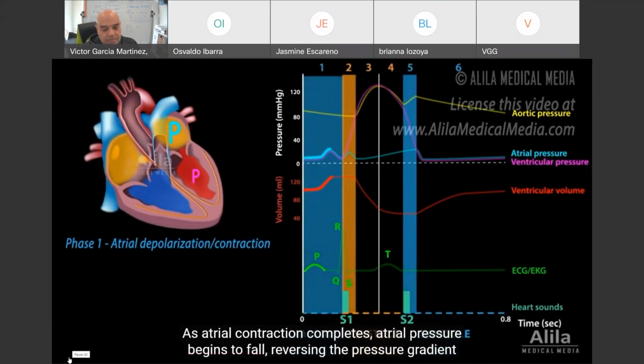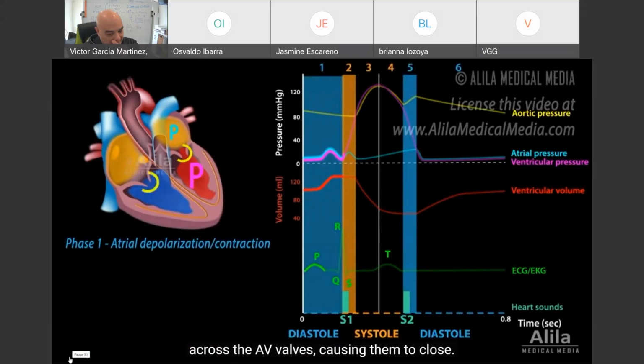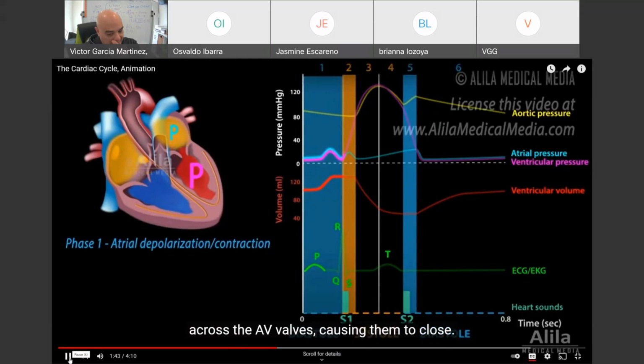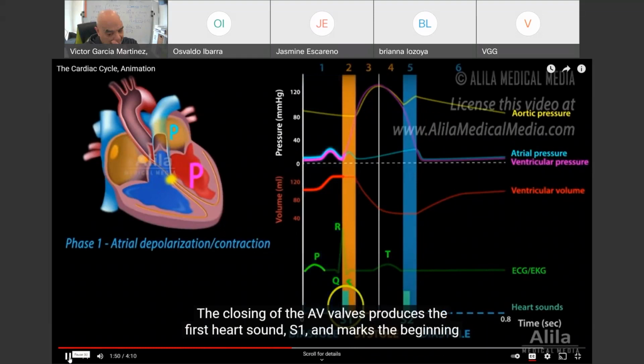As atrial contraction completes, atrial pressure begins to reverse across the valves, closing the valves, the first heart sound S1, and marks the beginning of systole.